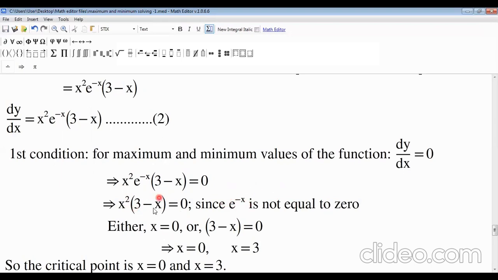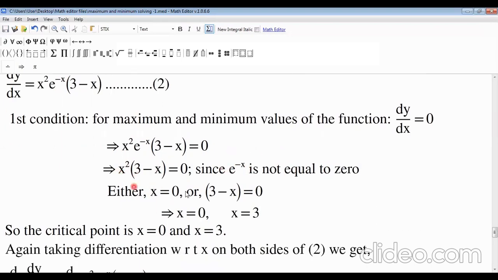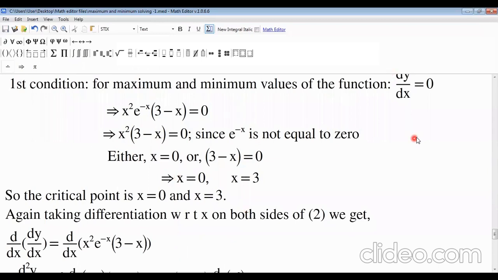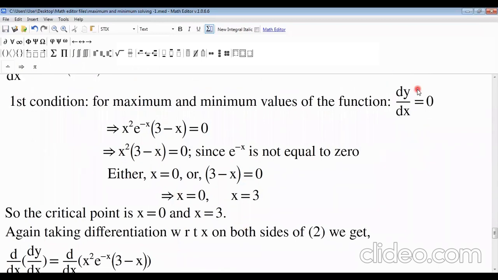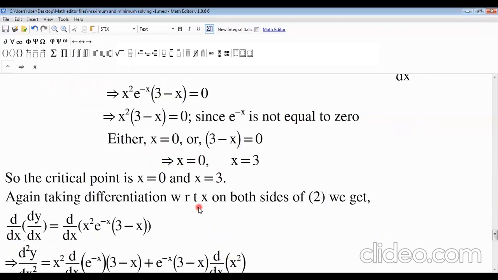So this product must be 0. So either x equals 0 or 3 minus x equals 0. So we get two values for this. And these are the critical values, because setting the first derivative equal to 0, we got these values of x. So these two values are the critical points.